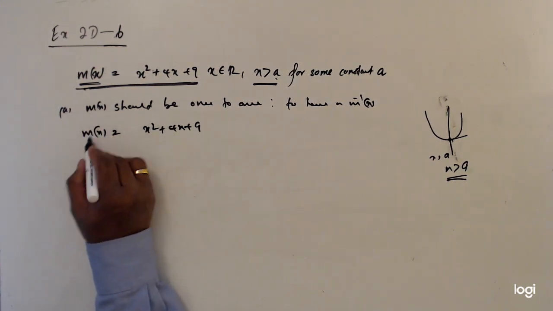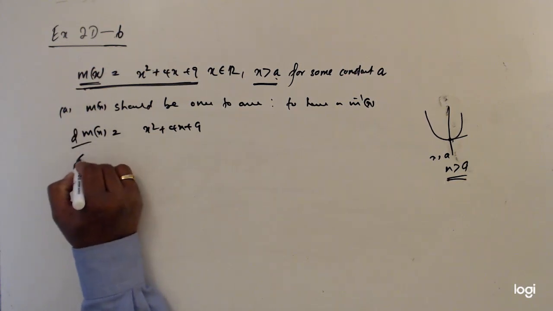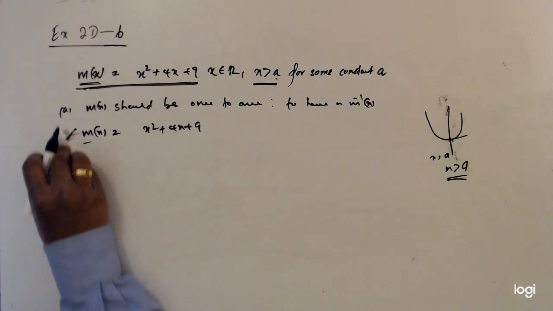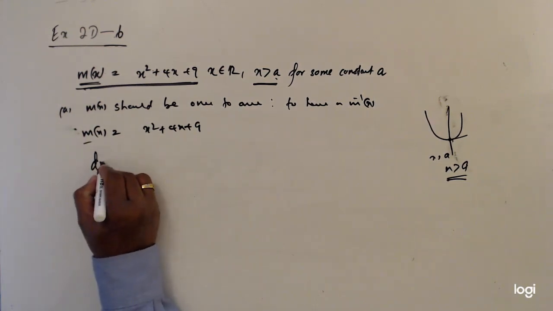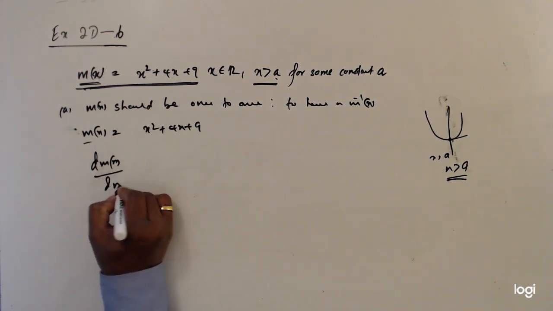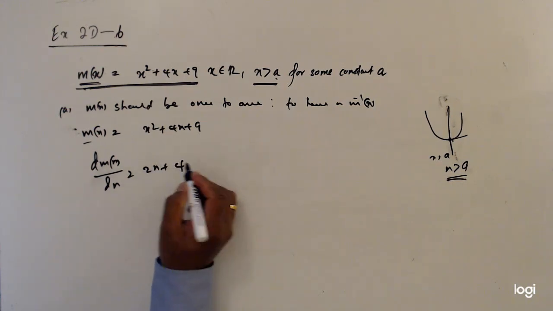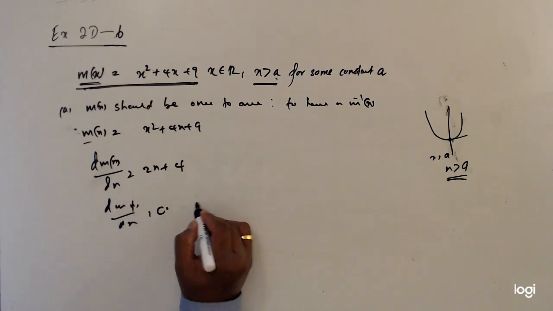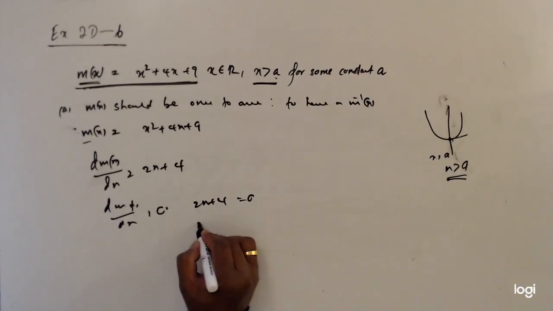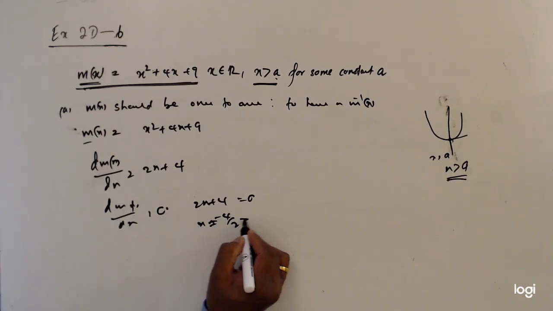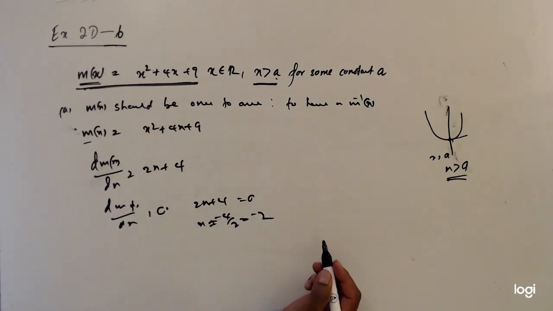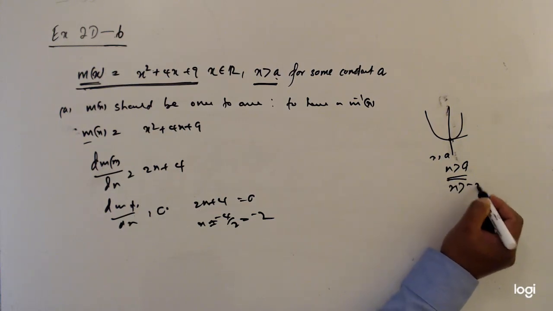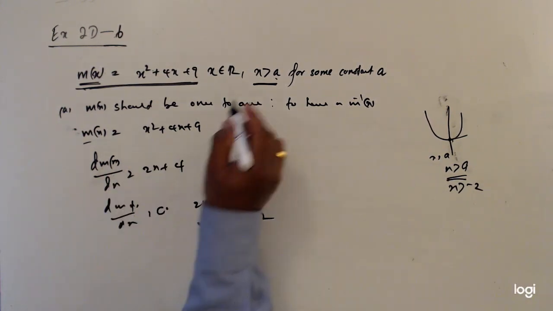This is Mx. So dMx over dx is 2x plus 4. Setting dMx over dx equal to 0, so 2x plus 4 equals 0, x equals minus 4 over 2, which is minus 2. So x has to be greater than minus 2, and that is the A value.